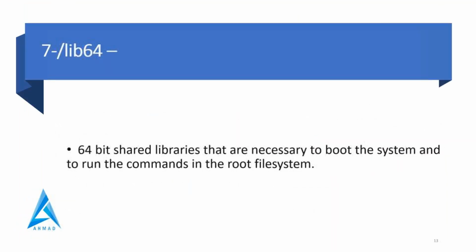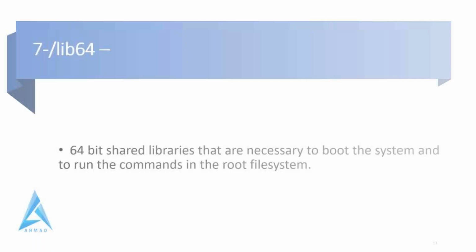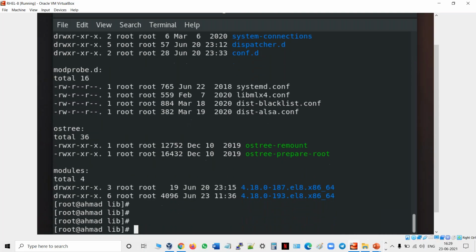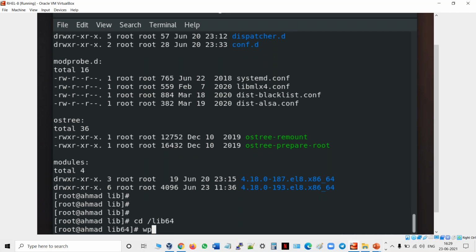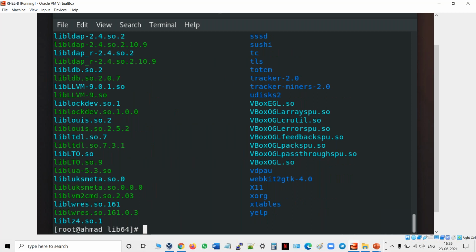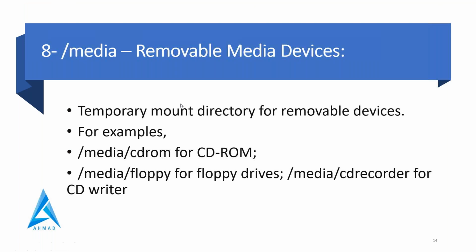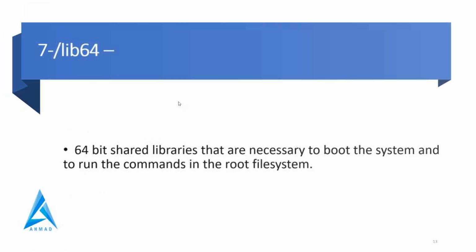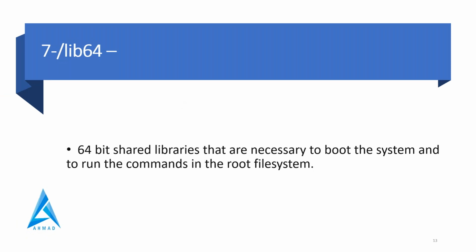Now the next directory structure is lib64. Basically, this is the 64-bit shared library that is necessary to boot the system and to run the commands in the root file system. Okay, so it depends on your structure. So cd lib64, pwd, ls. So these are the files, directories and executable files used for lib64. In some systems you will get it, in other systems you will not get it, so don't get confused.